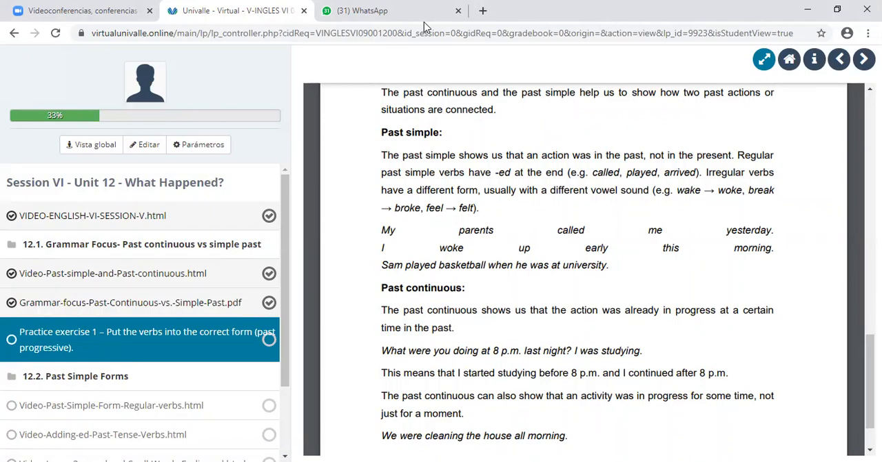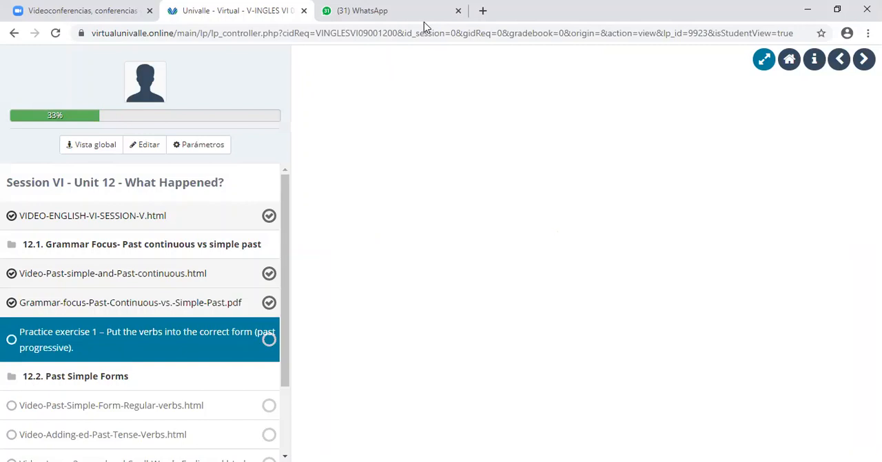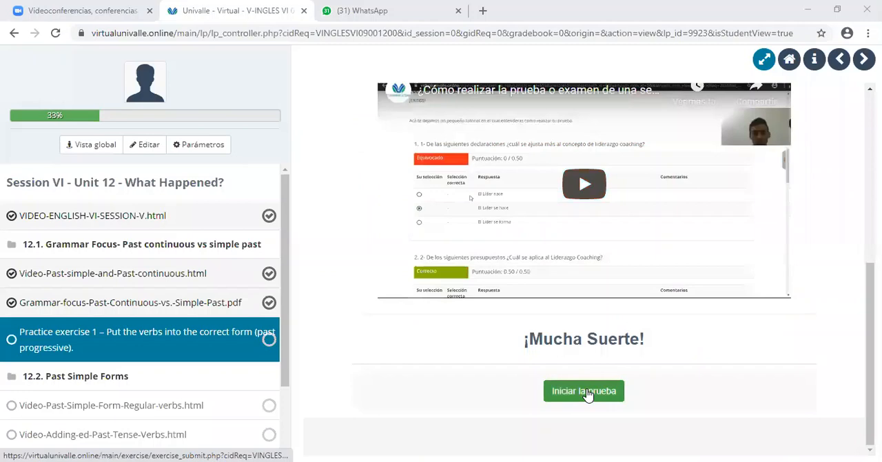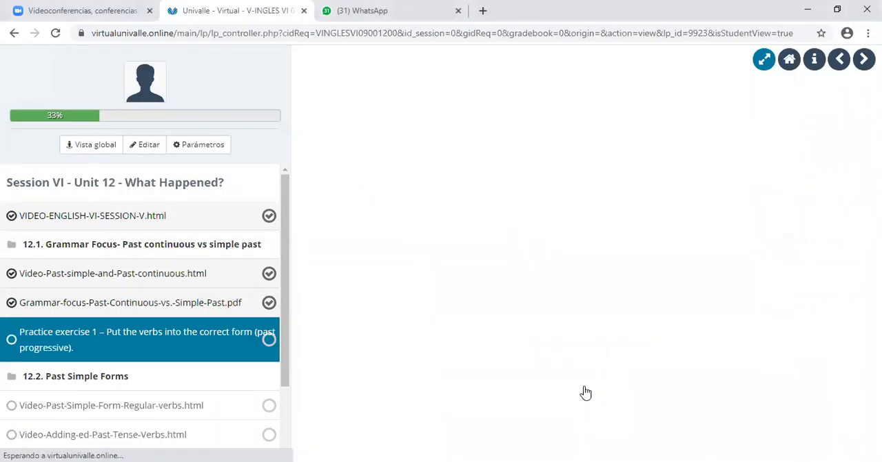Okay, so now we are going to be making some examples. Good afternoon, Valkyria. Can you listen to me? Hi, teacher. Yes. Okay, perfect. Now we are going to do a practice exercise as a team. We are focused on past continuous versus simple past, okay? We're gonna wait a little bit for the internet.